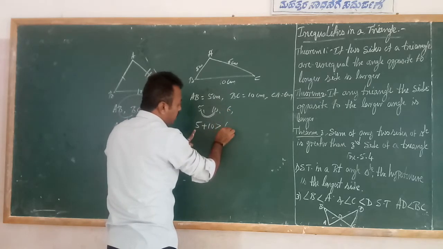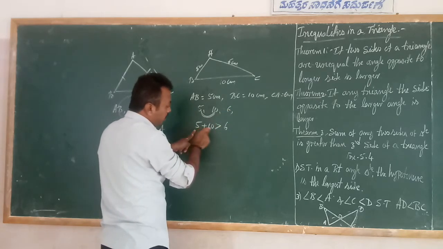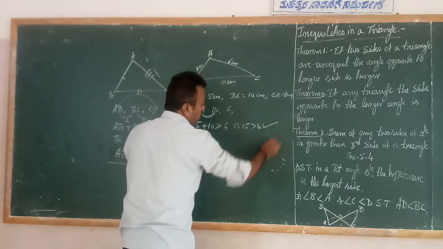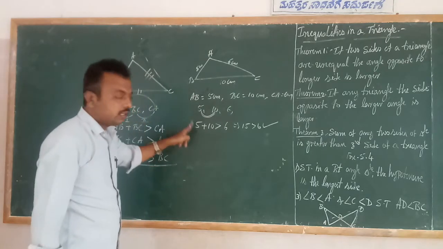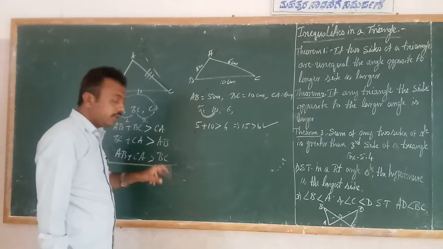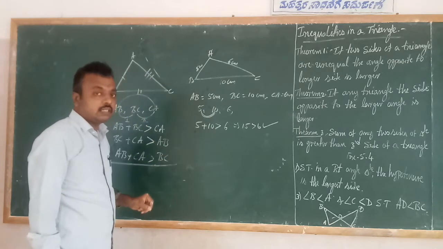What is the third side? 6. Is it or not? So 10 plus 5 how much? 15. So 15 is greater than 6. This condition is applied. It's satisfied. Among these three conditions, all three conditions must be satisfied.